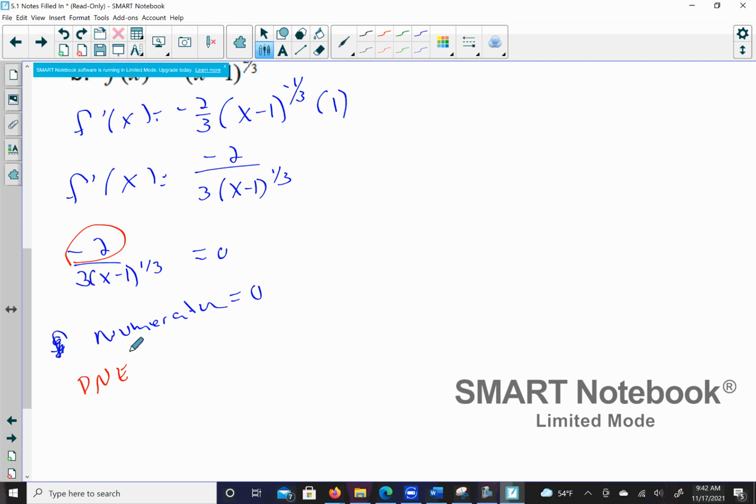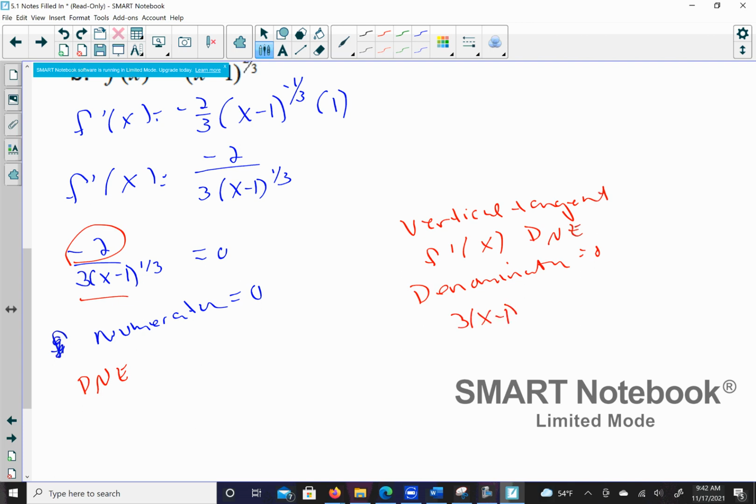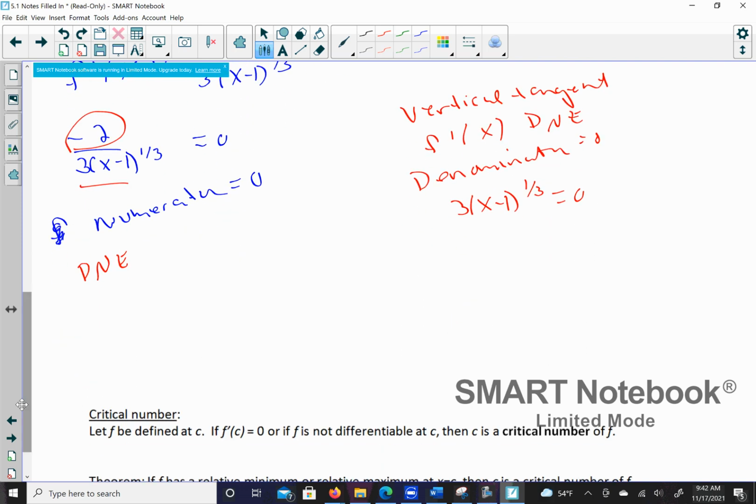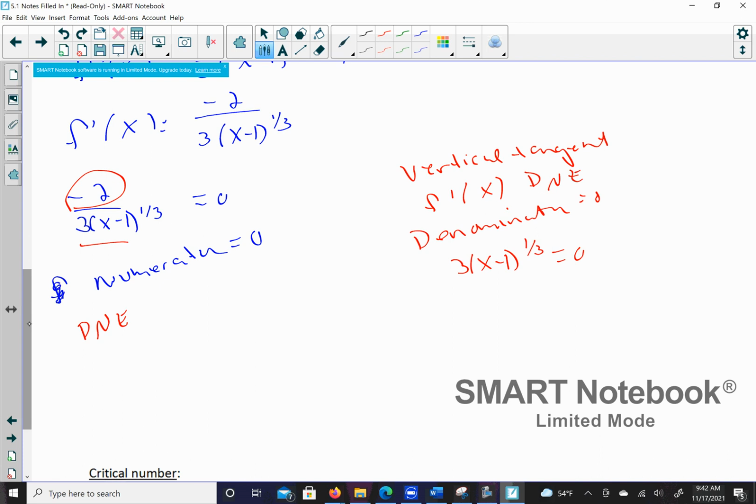Let's talk about where my derivative does not exist. So here, that would be a vertical tangent line. Or you can think of it as when your derivative does not exist. And that's going to happen when your denominator is equal to 0. So I'm going to take this denominator, 3 times the quantity of x minus 1 to the 1/3 power, and set it equal to 0. Divide both sides by 3, and I have x minus 1 to the 1/3 is equal to 0, because 0 divided by 3 is 0.